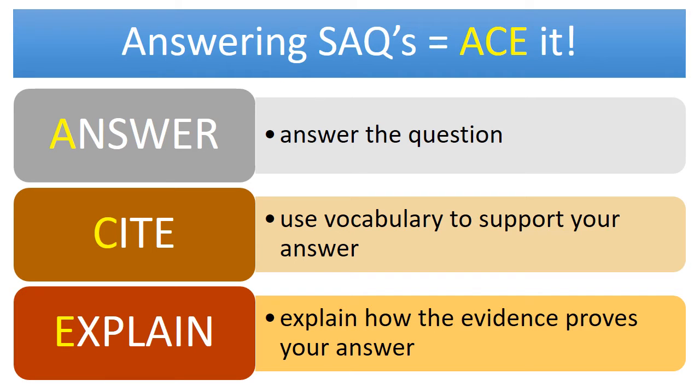Remember to use the ACE strategy to answer each short answer question. A, or answer, means you answer what the question is asking. C, or cite, means you provide historical evidence to support your answer. E, or explain, means you provide an explanation of how your evidence supports your answer.